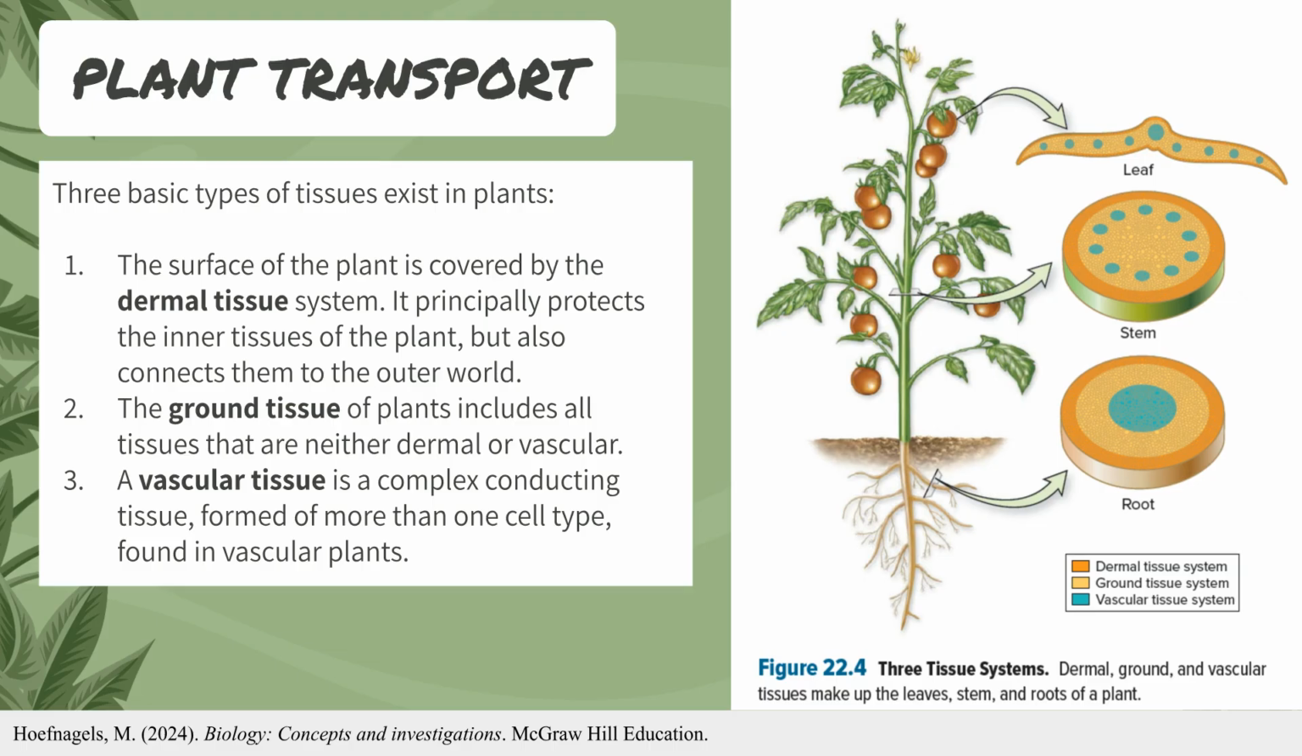Because plants do not have a circulatory system like animals, they rely on specialized tissues and physical forces to transport materials throughout their bodies. To accomplish this, plants rely on 3 major tissue systems: dermal, ground, and vascular tissue systems. Let us discuss each of these in detail.